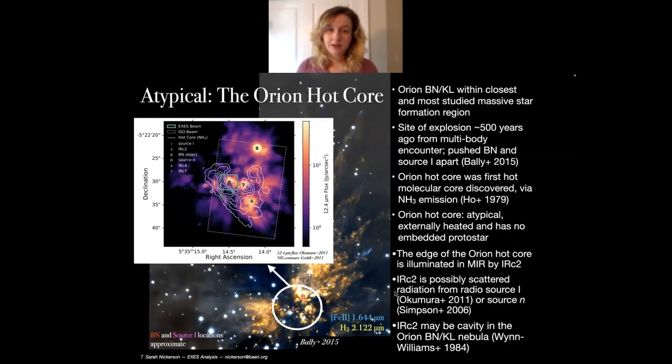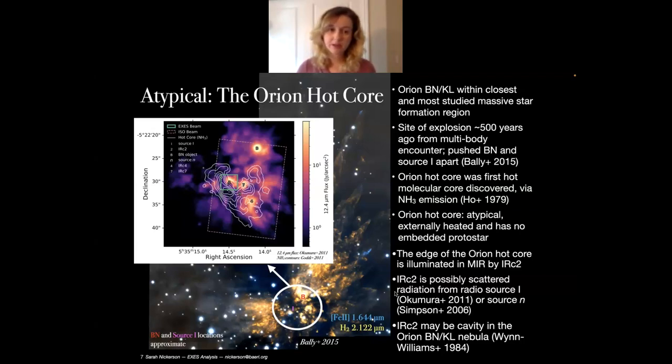And so now we're going to get to a bit of an atypical case, the Orion hot core. This was actually the first hot core ever discovered. But despite this, it's a bit different. It's situated in the Orion BN/KL region, the closest massive star forming region to us. And so this means it's also the best studied massive star forming region, because it's so close and it's really accessible.